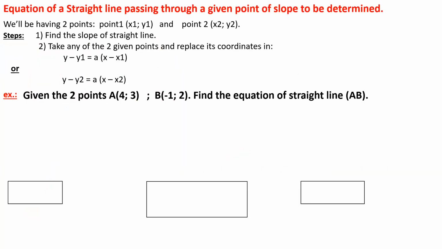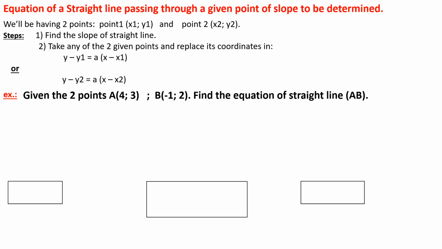Let's refresh our memory. Last week, we saw how we can write the equation of a straight line passing through a given point, and we determine the slope of this line using the rule of slope. Here we'll have 2 points, point 1 with abscissa and ordinate, point 2 also with abscissa and ordinate. What are the steps? Step number 1, we find the slope of the straight line using the rule, which is y minus y over x minus x.